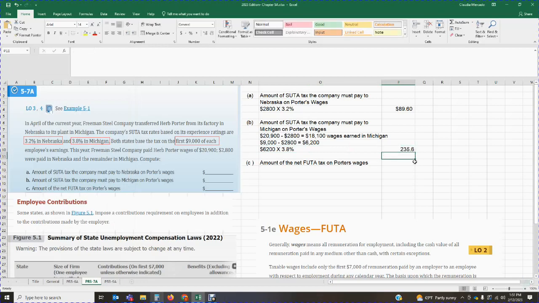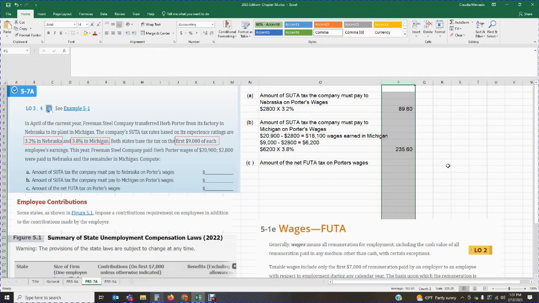So what we did here is, because the employee is still working for the same company, we deducted the amount of taxes that were paid in another state, and we're only going to pay taxes on the difference of the $6,200. If the employee had left to a completely different company, then that would be a different story. That new company would have to start paying taxes from 0 all the way up to 9,000. Because it's a transfer, we're going to take into account those $2,800 that were paid in Nebraska, and we're going to deduct those from the amounts from Michigan.